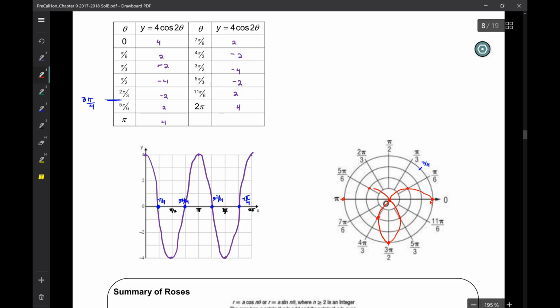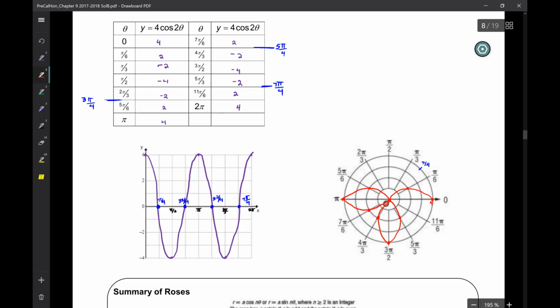Okay, so look, we're here now. And then 7 pi over 6 is 2. Between 7 pi over 6 and 4 pi over 3, there is another 0, and that's 5 pi over 4. And here there is 7 pi over 4. Every time it goes between positive and negative, there we have a 0. So now it's going to go back to 0.